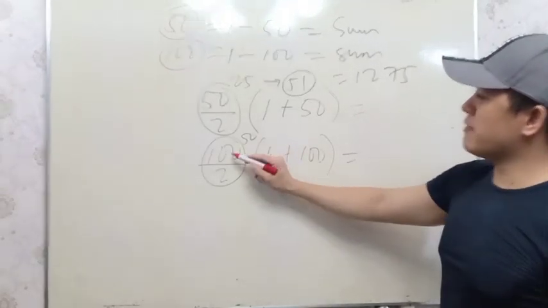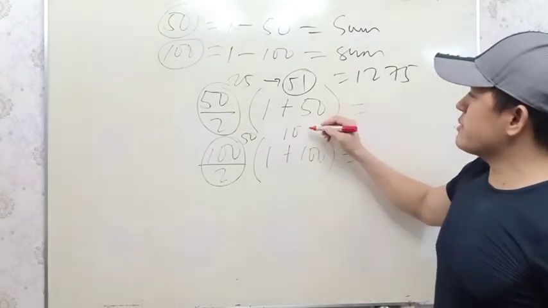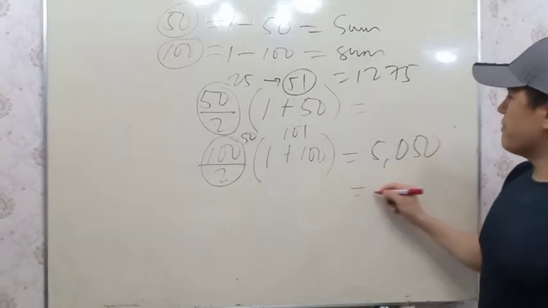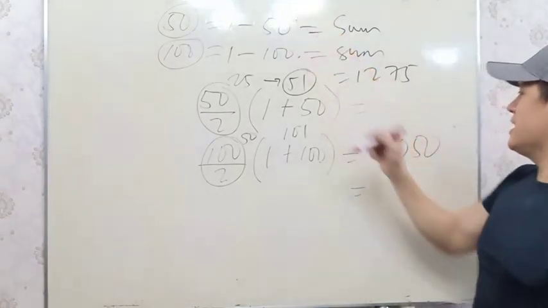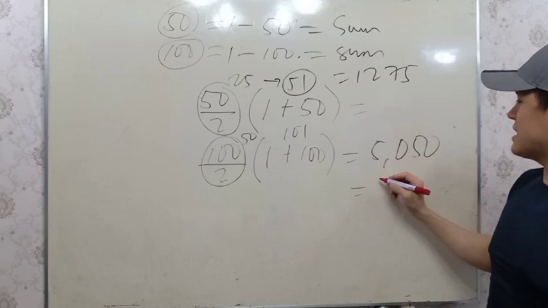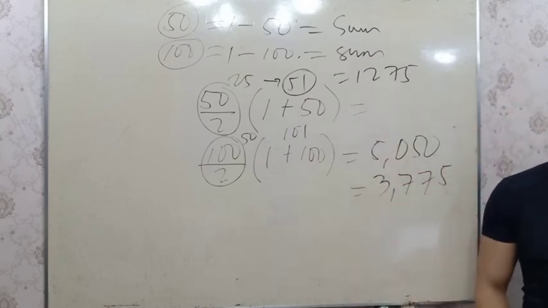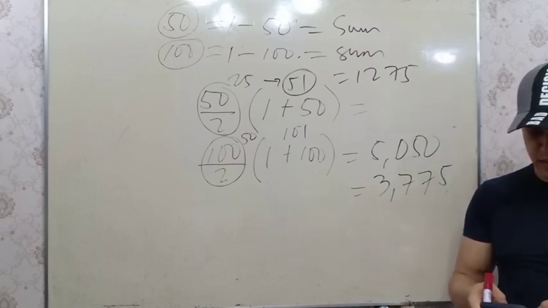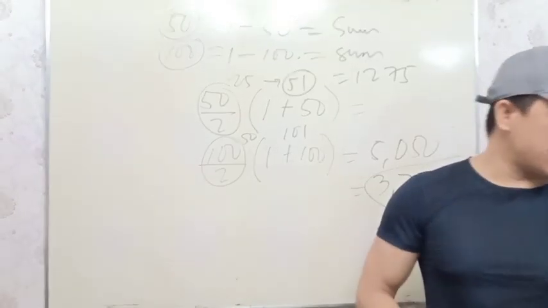Next, 100 divided by 2 is 50. 100 plus 1, that is 101. 101 times 50 is equal to 5,050. Okay? There you go. Minus this one, because it says how much greater the sum of this one is than the sum of this. So just subtract. 5,050 minus 1,275 is 3,775. There you go. Am I correct? Yeah, there you go. This is the answer. Get it? That's how we deal with this kind of problem.